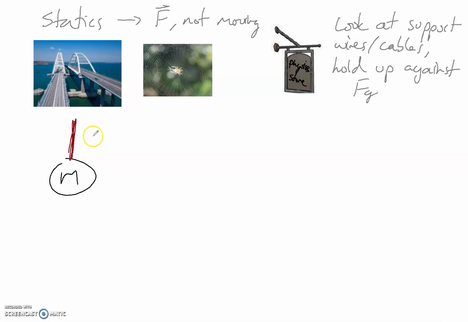So what you guys would do is, if we want to know the tension in this rope, well, the tension was from the force of gravity or the weight of the mass. So we would just find the force of gravity, we'd find the weight of the mass, and then that would be the tension in the rope.